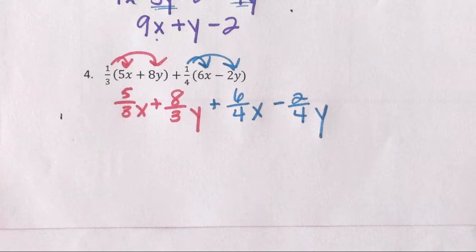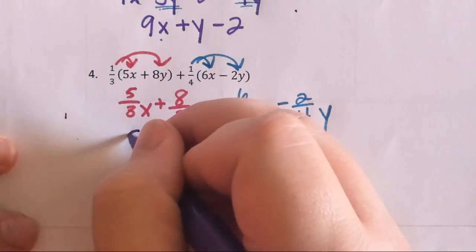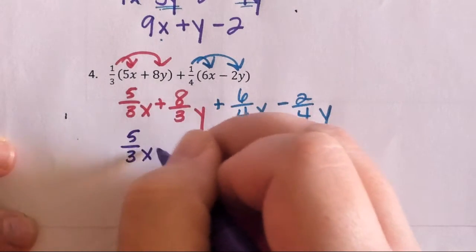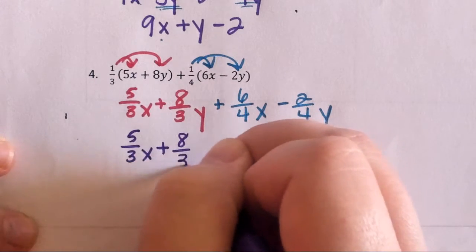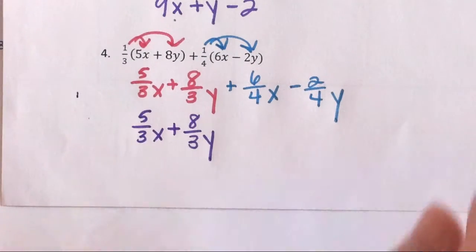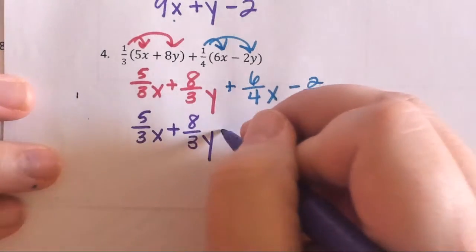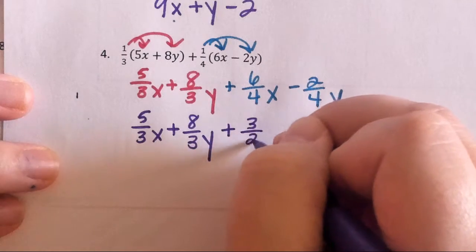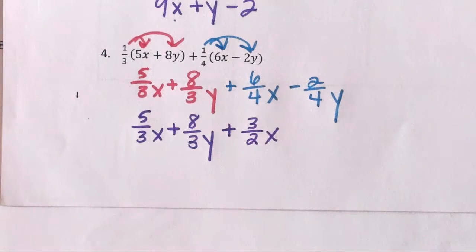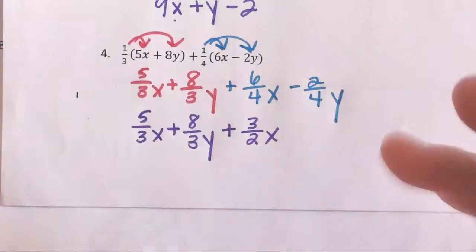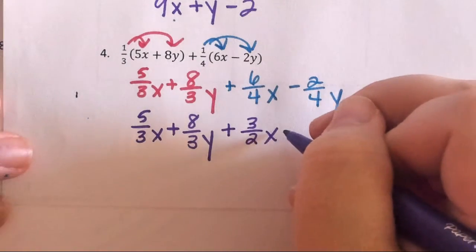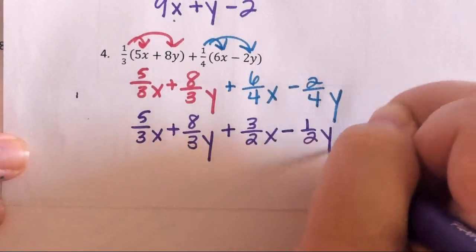Yes, you can simplify your fractions. Okay, so I cannot simplify 5/3 x. It's still 5/3 x. I cannot simplify 8/3 y. But can I simplify 6/4 to what? 3/2. Is that you, Nick? And then the 1/2 for the other. Oh, I said the answer out loud. I hate it when I do that. Minus 1/2 y for the other.